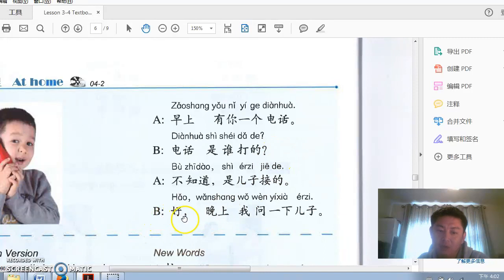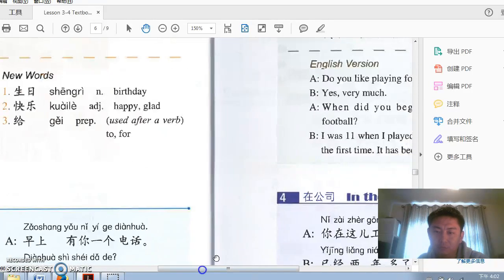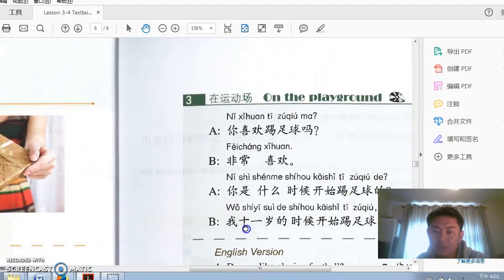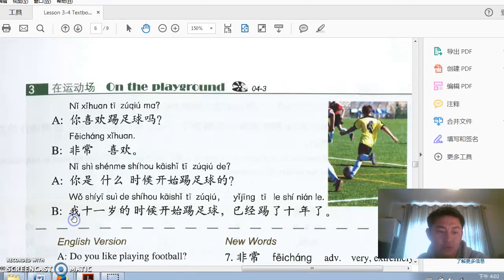Now B says 好. Good. 晚上我问一下儿子. 一下 again after a verb means to make this verb or action a little bit more casual. Right. Now let's move on to number 3.